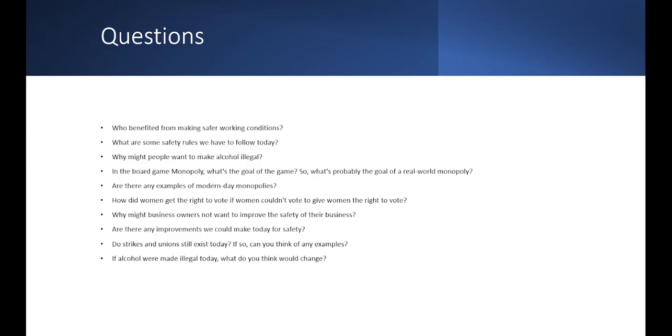How did women get the right to vote if women couldn't vote to give women the right to vote? Why might business owners not want to improve the safety of their business? Are there any improvements we could make today for safety? Do strikes and unions still exist today? If so, can you think of any examples? And if alcohol were made illegal today, what do you think would change?